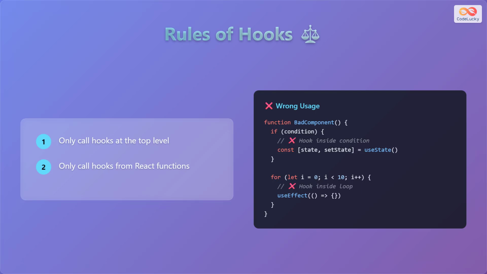Let's illustrate what not to do. Here's an example of incorrect usage. As you can see, the useState hook is placed inside an if condition, and the useEffect hook is inside a loop. This violates the rules of hooks and can lead to unexpected behavior in your React components. Always ensure hooks are called unconditionally at the top level of your component.